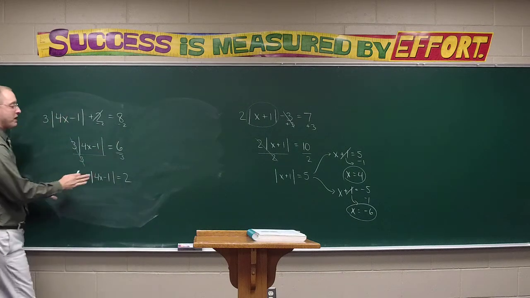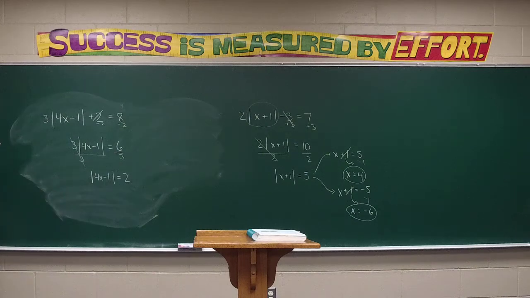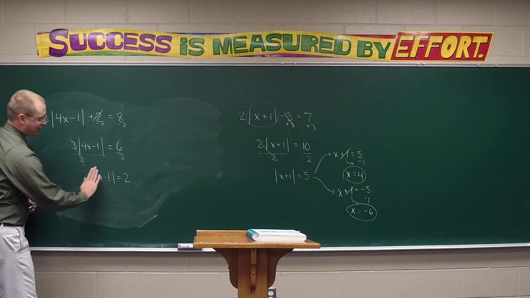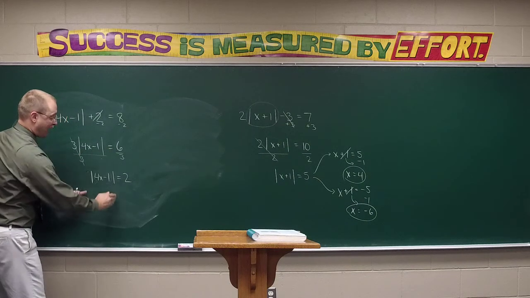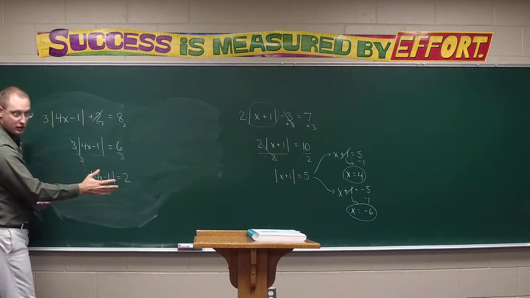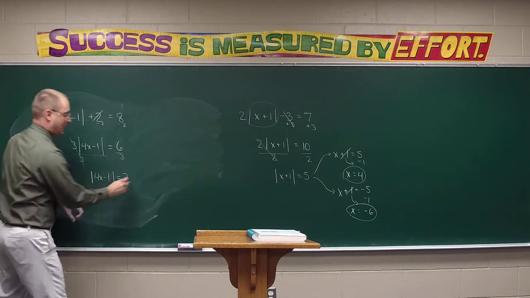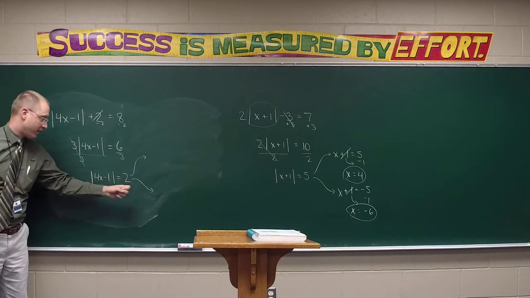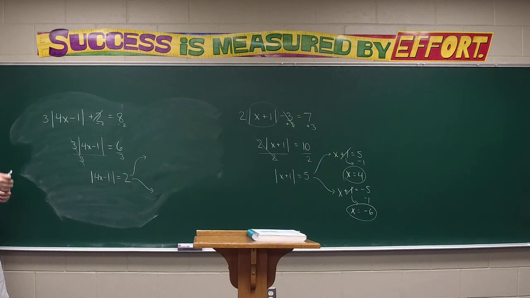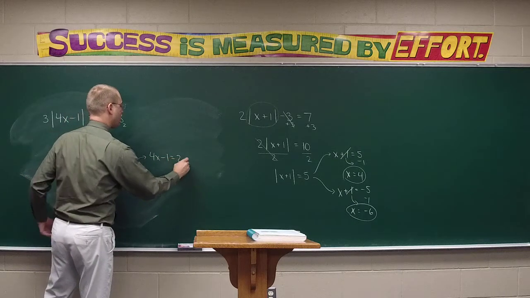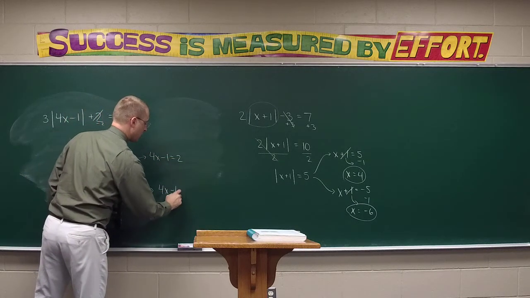All right, and once we've got it isolated, we realize there's 2 different values that 4x minus 1 could be. I can either replace this whole thing with a 2, because the absolute value of 2 is 2, or the absolute value of negative 2 is 2. So the entire thing inside the absolute value gets set equal to both positive and negative that. So what are my 2 equations we should write down? 4x minus 1 equals 2. 4x minus 1 equals negative 2.